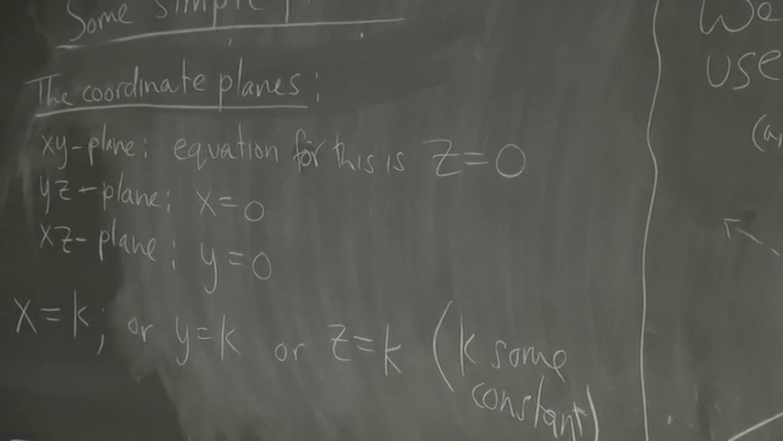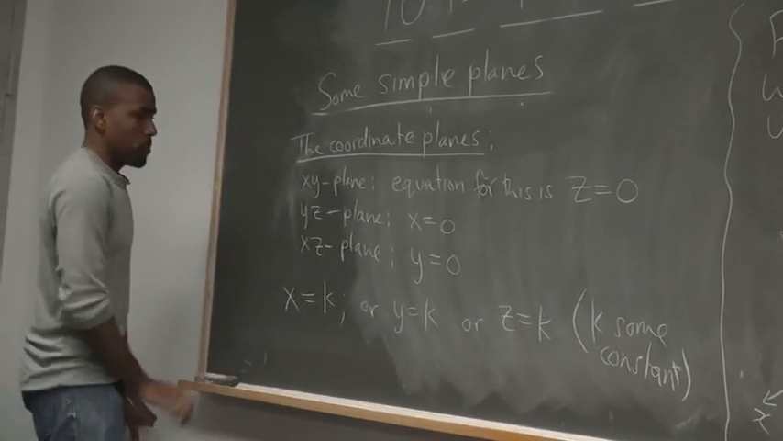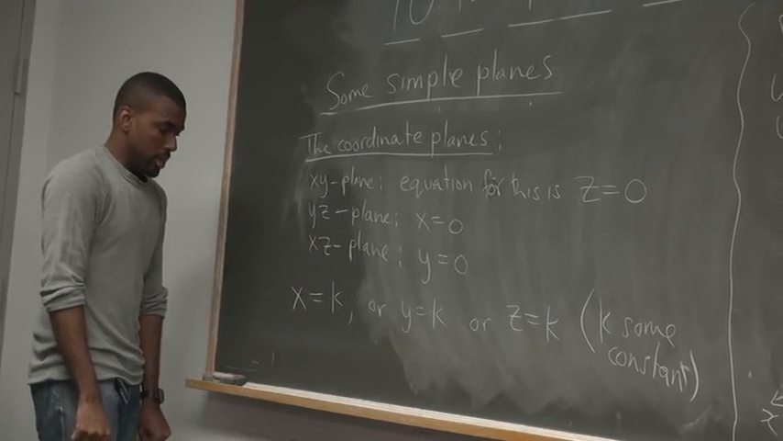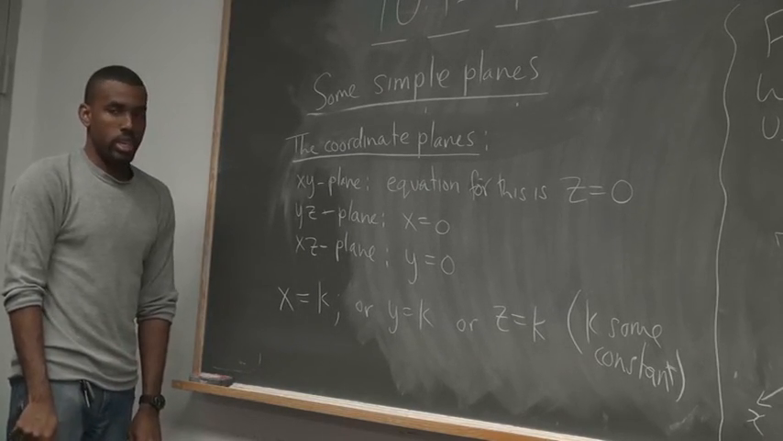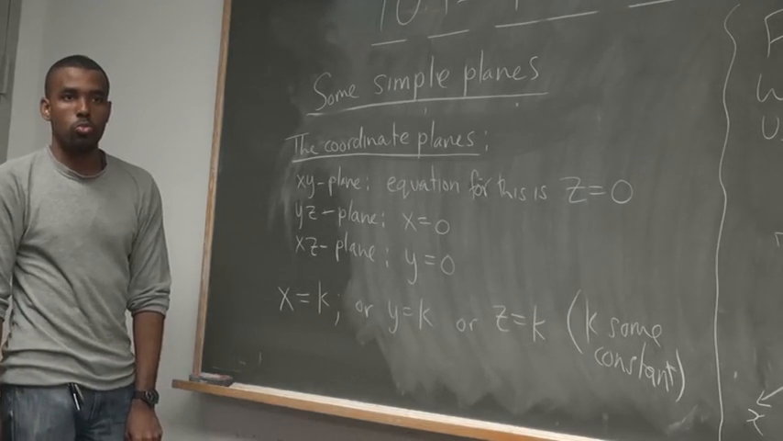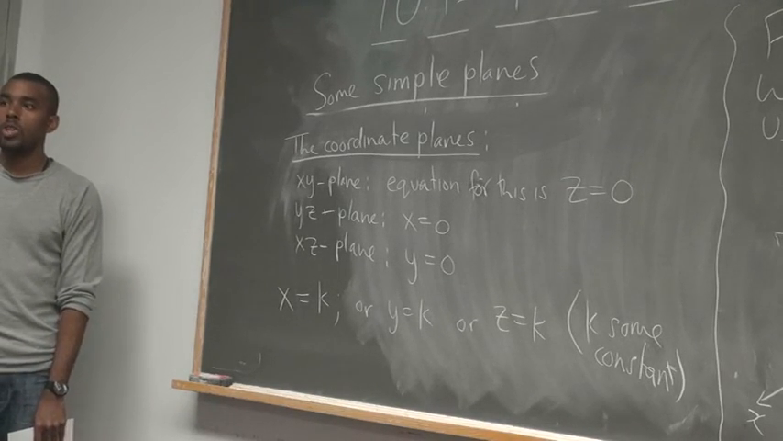These are also very simple planes. They're called constant planes, right? So x equals k is just a plane that is parallel to, what do you think x equals something would be parallel to? The YZ. The YZ, right?